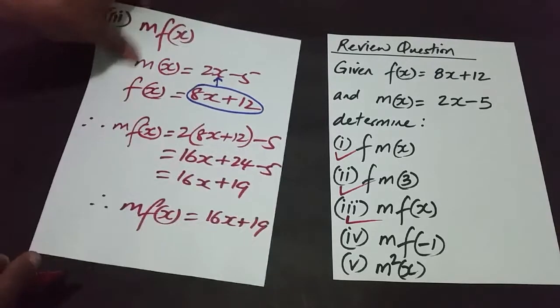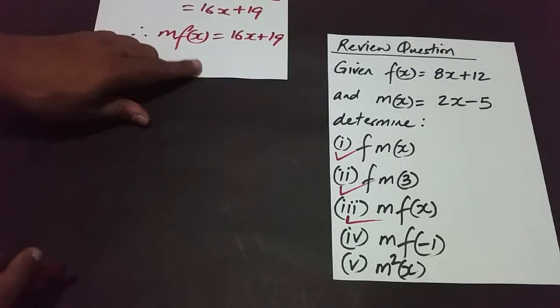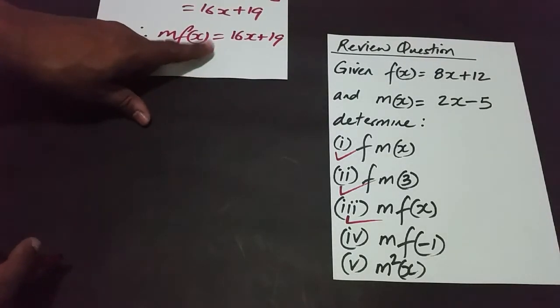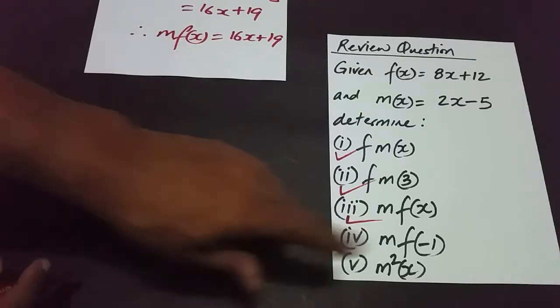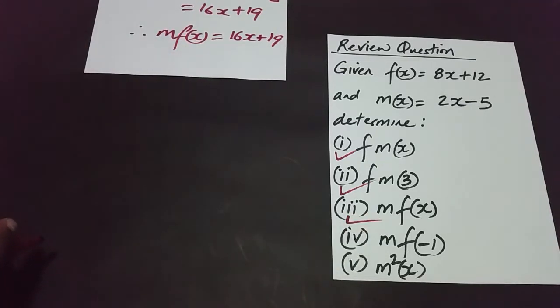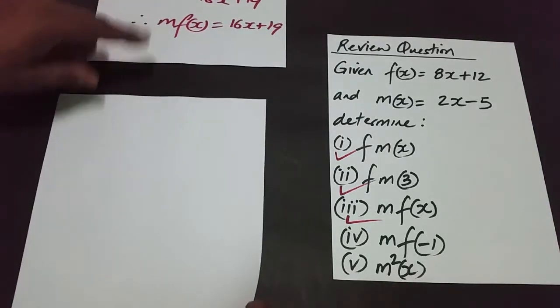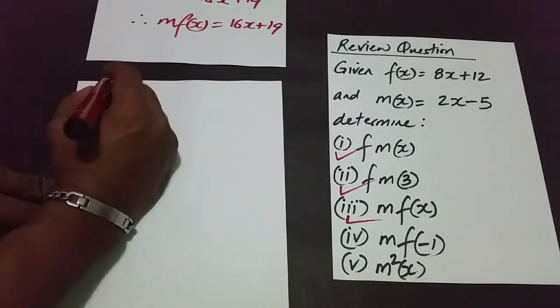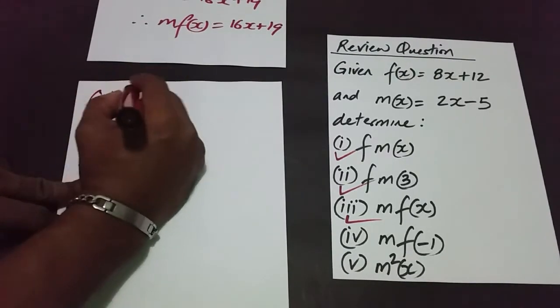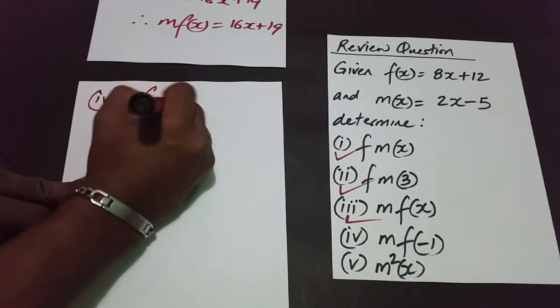Now we're moving on to part 4. And again, if I'm using method 1, I need m of f of x to determine m of f of negative 1. Very, very simple. So I'm just going to keep this in the picture so we can see it, and then move on to part 4, which is asking us for m of f of negative 1.